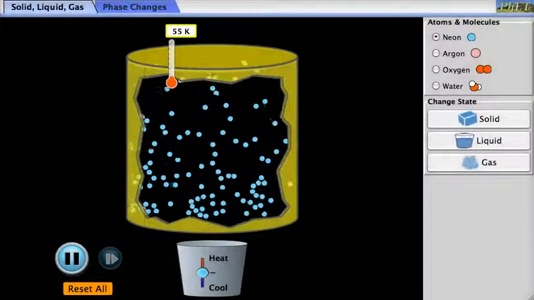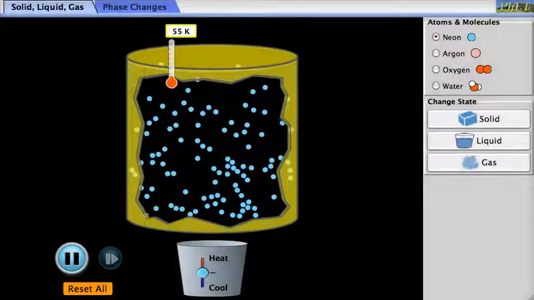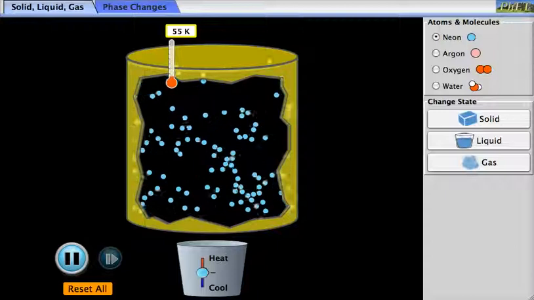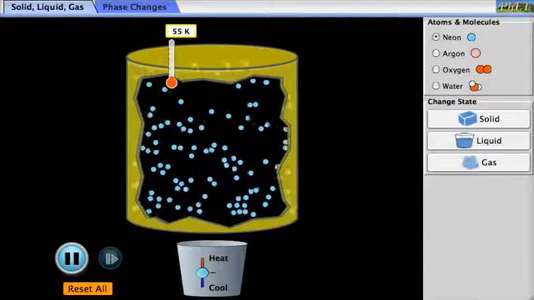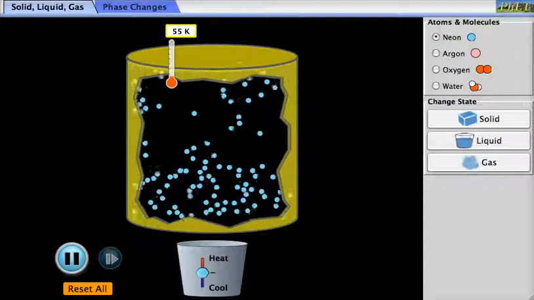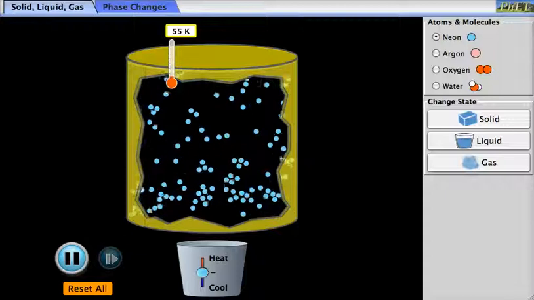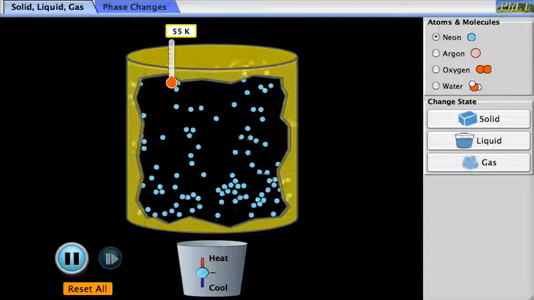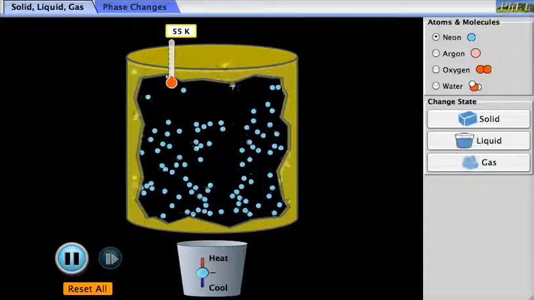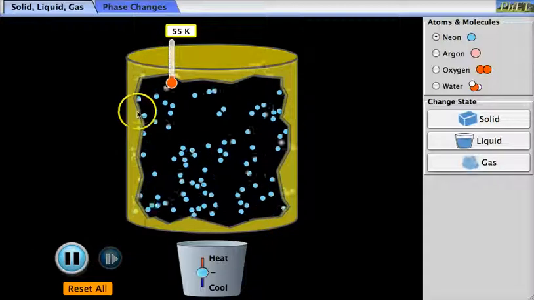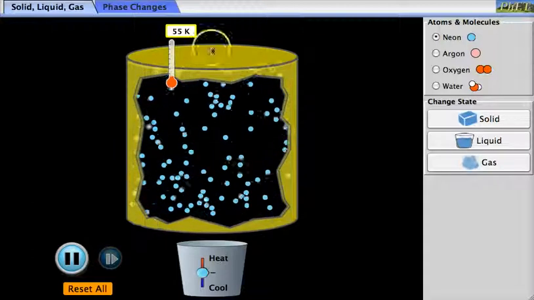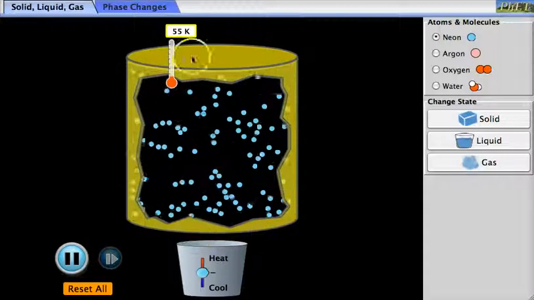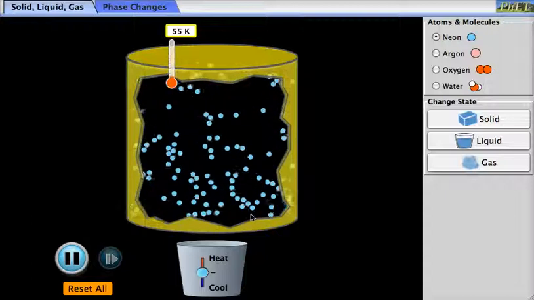Hello everyone, today we're going to be using this PhET simulator to look at the kinetic molecular theory, which is oftentimes just shortened to kinetic theory. This is a model that scientists use to explain why gases behave the way they do. What you see in front of you is just a container filled with a gas, and we're going to use this model to explain what's happening in there.